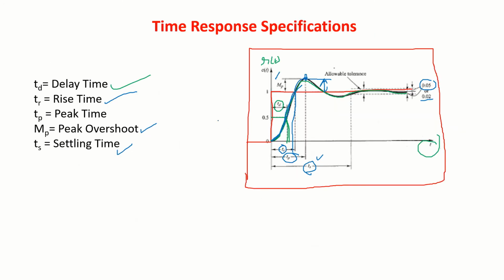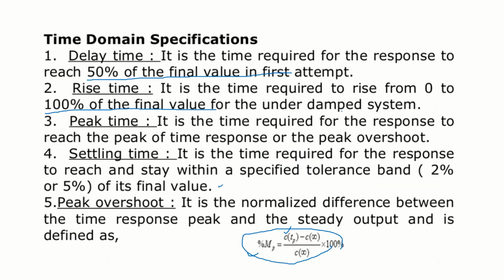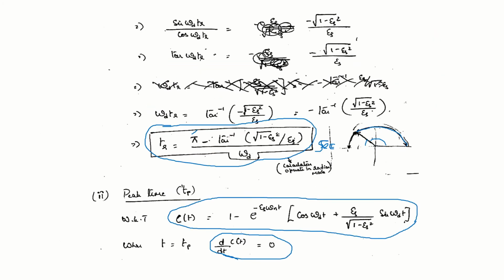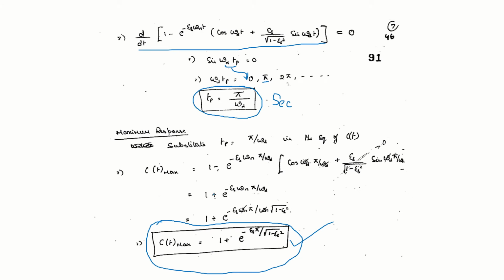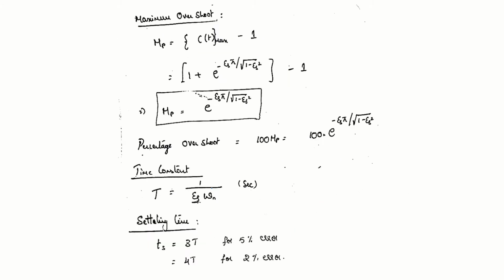That is this height: 1 plus that value, e to the power of minus zeta pi under root 1 minus zeta square. So maximum overshoot is C(t) maximum, and subtract that steady state value, you will get this. Mp you have got. So multiply with 100, you will get percent overshoot.